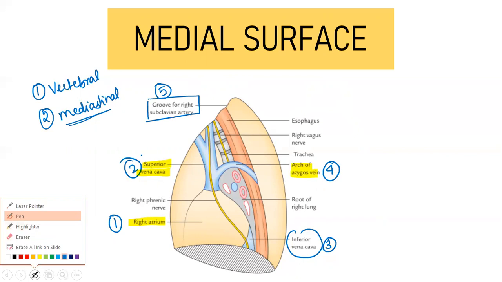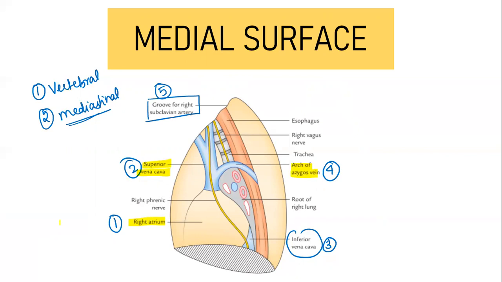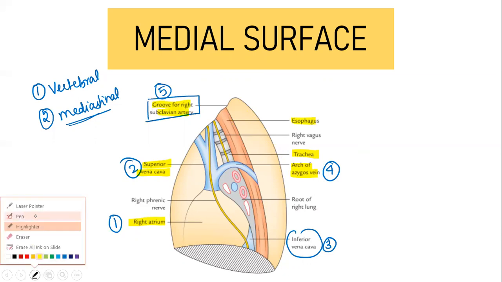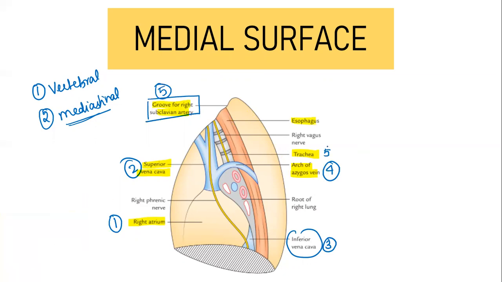Right now, these are the venous structures that we saw. So what are these structures? Right atrium along with SVC, IVC, and the arch of azygos vein. Then we saw an artery relation, that is the groove for right subclavian artery. Then talking about other structures, can you make out? You will be having trachea and some part of esophagus, right? So you have esophagus and some part of trachea that makes up the mediastinal aspect. Yes, so this is 5 and 6.